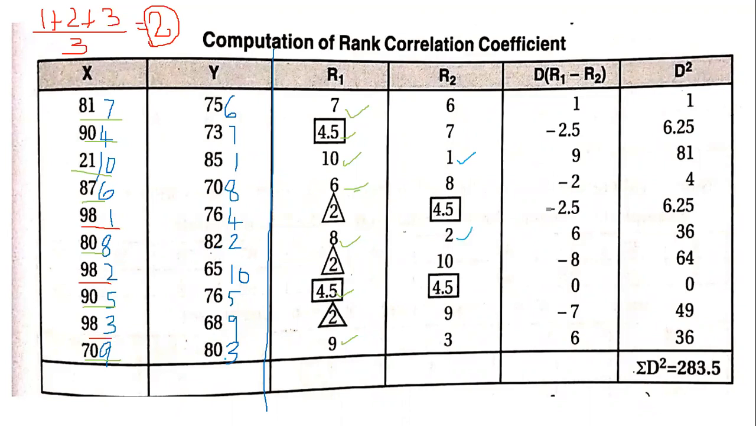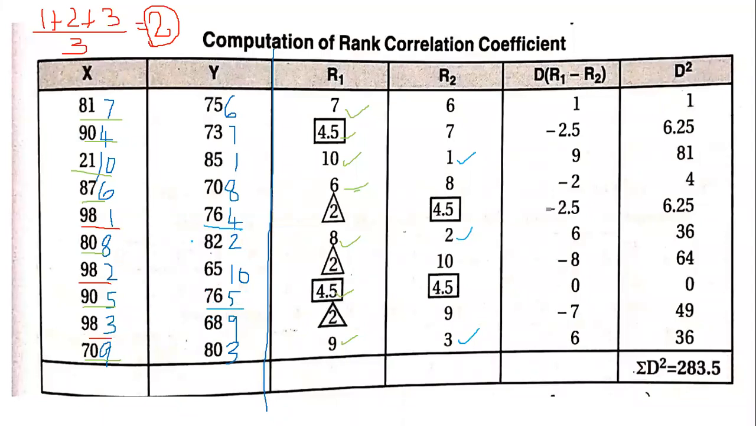Third rank is 80. Now is 80 repeated? Again, no. So third rank. Next, fourth rank is 76. Here comes the repetition. So 76 is for fourth rank as well as fifth rank.